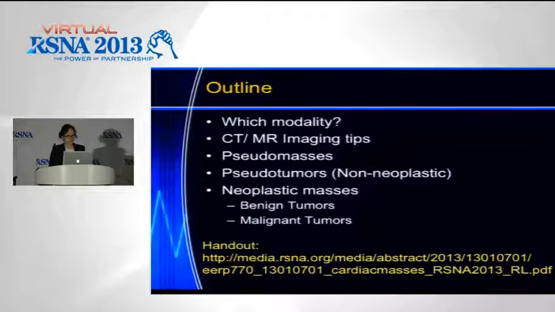In the next half an hour, we're going to begin with the pros and cons of CT and MR, take a look at some technical considerations, then we'll take a look at some mass mimics and also some masses, beginning with pseudotumours, that is the non-neoplastic masses, and finally neoplastic masses.